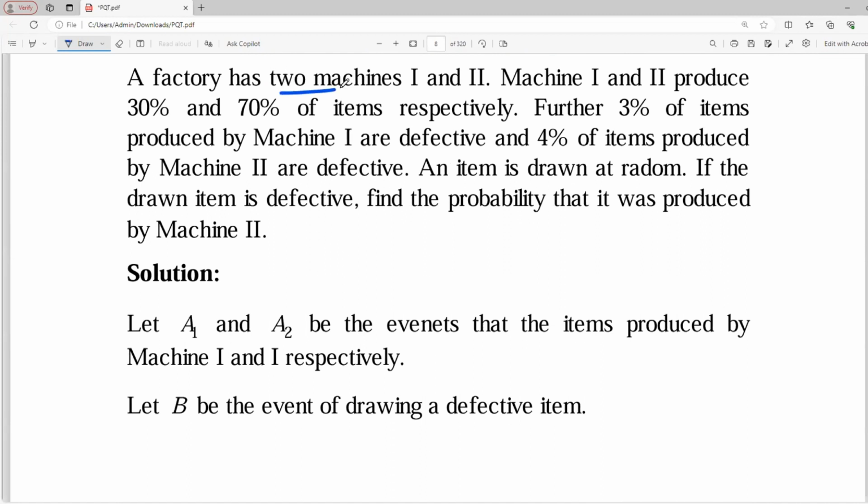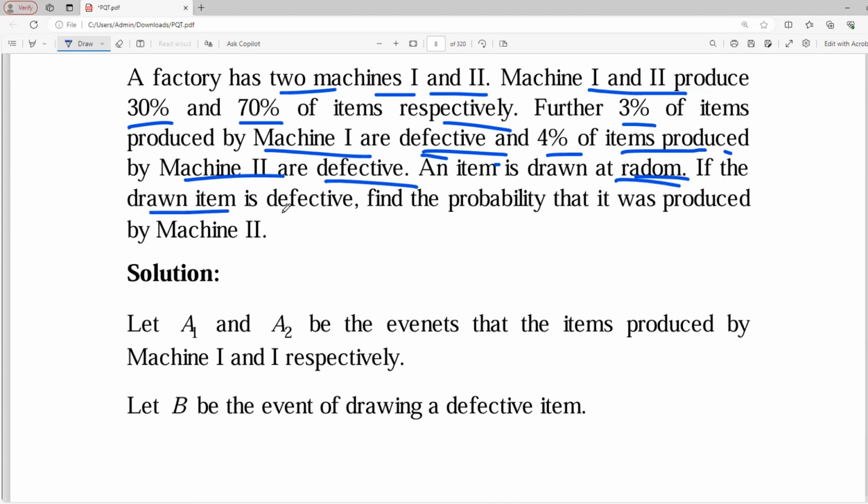A factory has two machines, one and two. Machine one and two produce 30% and 70% of the items, respectively. Further, 3% of the items produced by machine one are defective, and 4% of the items produced by machine two are defective. An item is drawn at random.